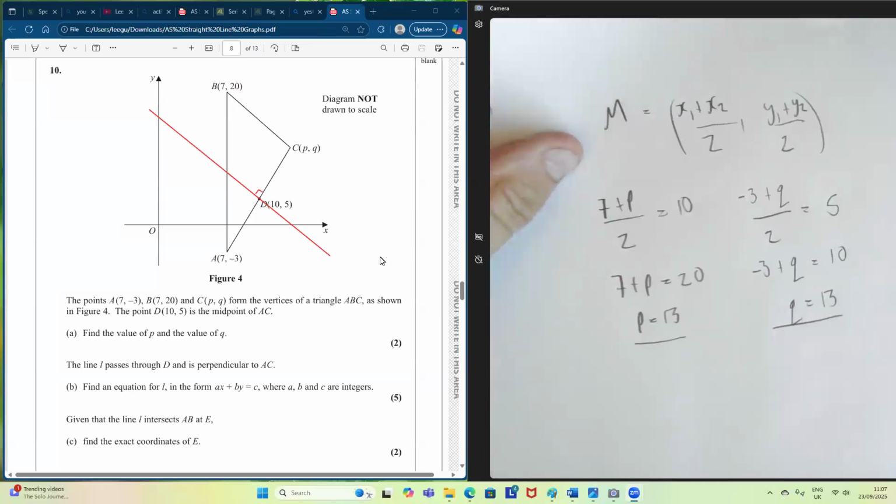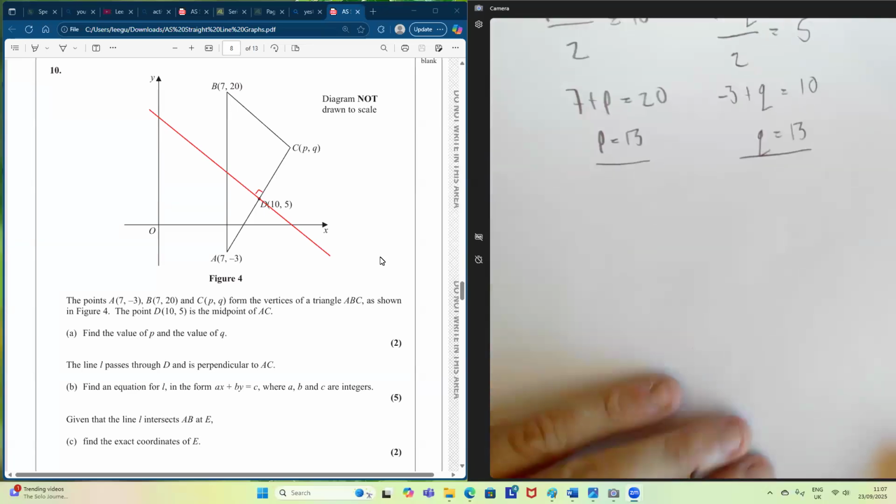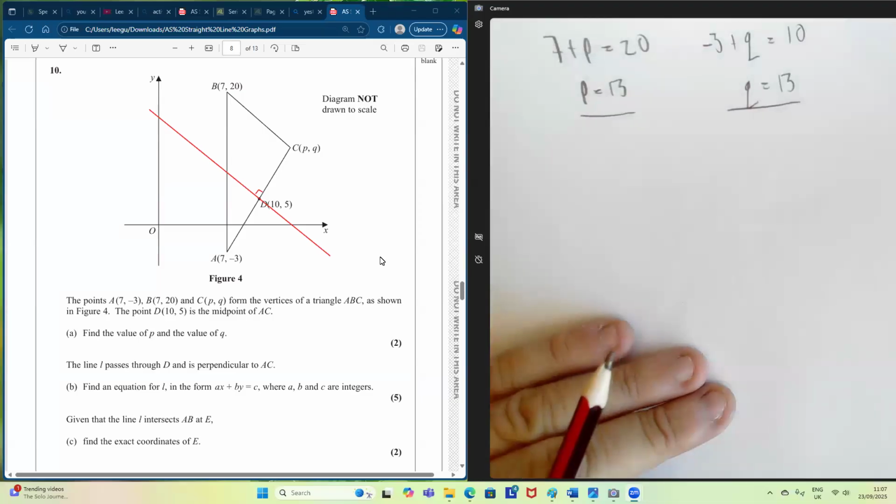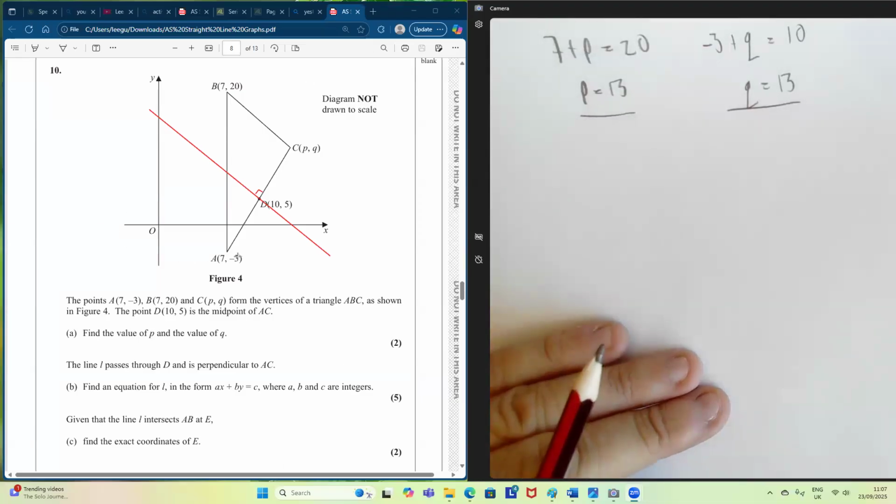Now, part b, it says the line L passes through D and is perpendicular to AC. So we can see that there's our line AC, and this line passing through here is perpendicular. Find the equation for the line L, this is the line L here, in the form ax + by + c, where a, b, c are integers.